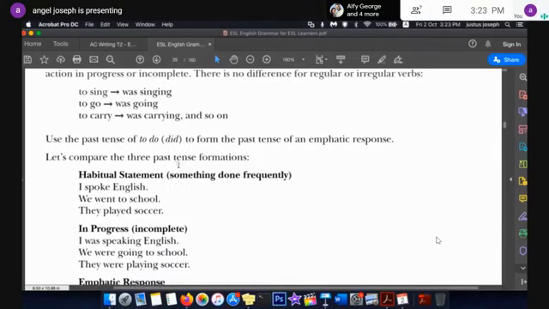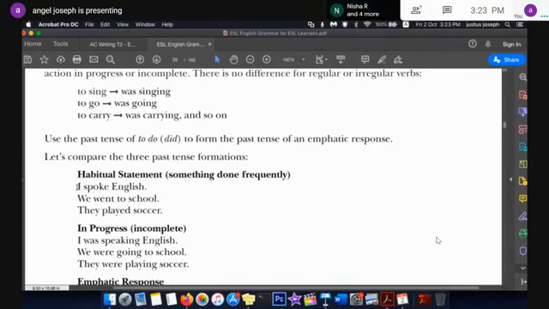Now let's look at the three types. In the present tense, we wrote it as I speak English. That was telling us that I speak English frequently, or that's a habit, or that's something that happens in my life, or that's a part of my life. But when you say I spoke English, this means this is not a part of my life now. I had it, or I was using it frequently in the past.